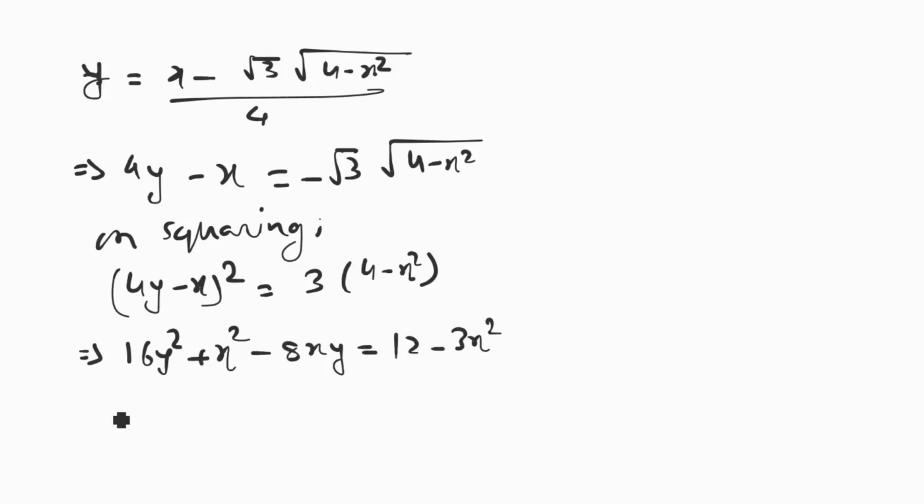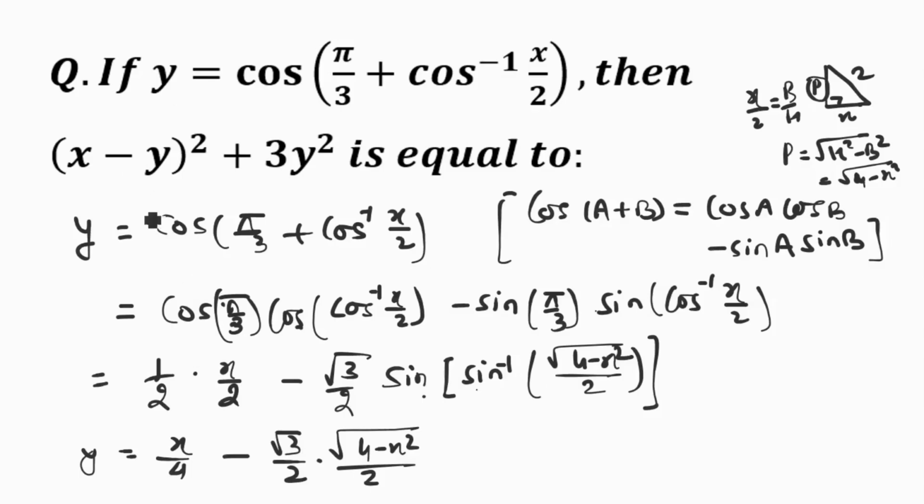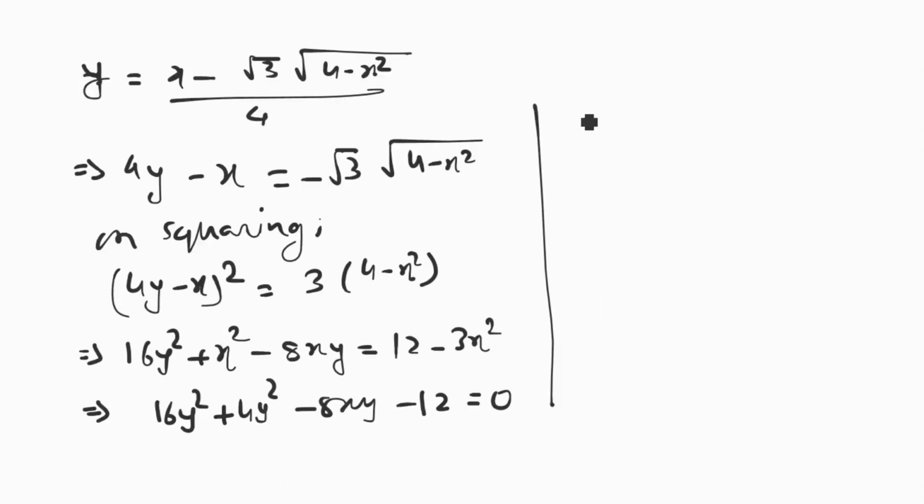I take everything to the left, so I can write here 16y square plus x square plus 3x square, so 4x square, minus 8xy, minus 12 equal to 0. Now in the question we are asked to find (x minus y) the whole square. So to make x minus y whole square, I write 4y square plus 4x square minus 8xy, plus 12y square, that is 16y square minus 12, equal to 0.